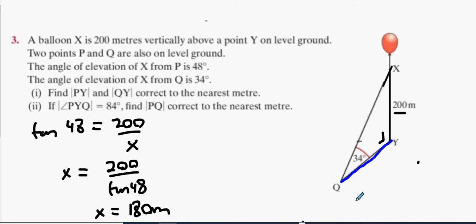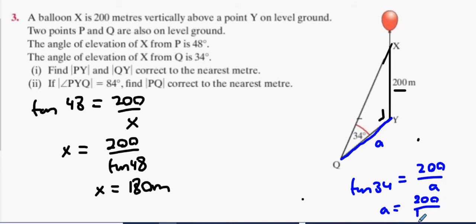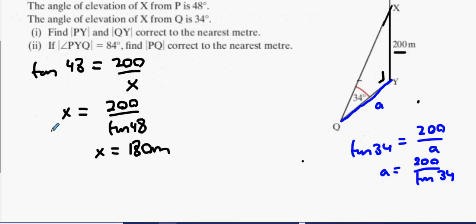Now what can we say about QY? We'll call it adjacent to A, is that alright? So what are we going to say this time? Tan 34 equals what? 200 over A. And then A equals what? 200 over tan 34. And what is 200 over tan 34? 297. Is that okay with you guys? 297.